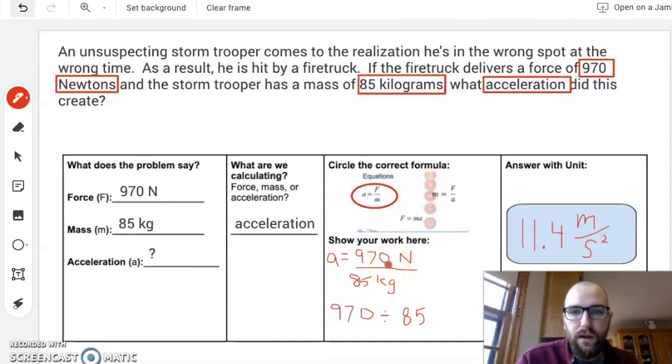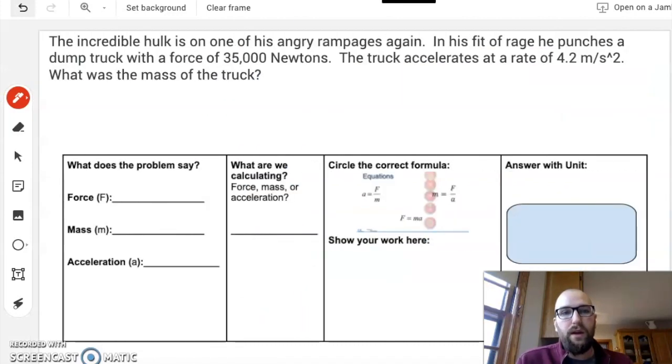So we have our answer, and it looks like our Stormtrooper got hit pretty hard, because 11.4 meters per second squared is a pretty quick acceleration. And the video showed us that as well. Next, let's look at that Incredible Hulk.